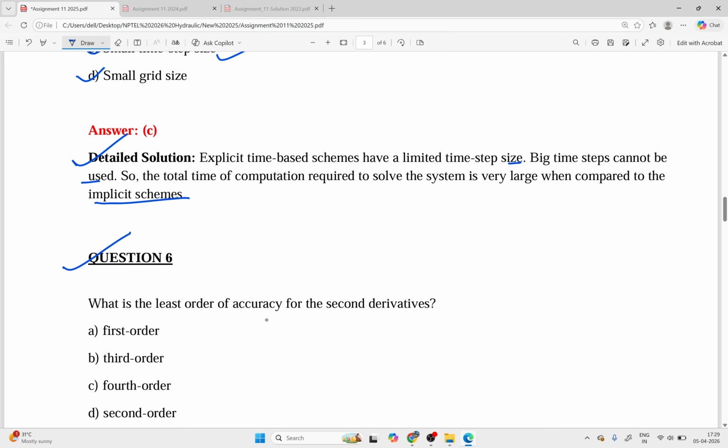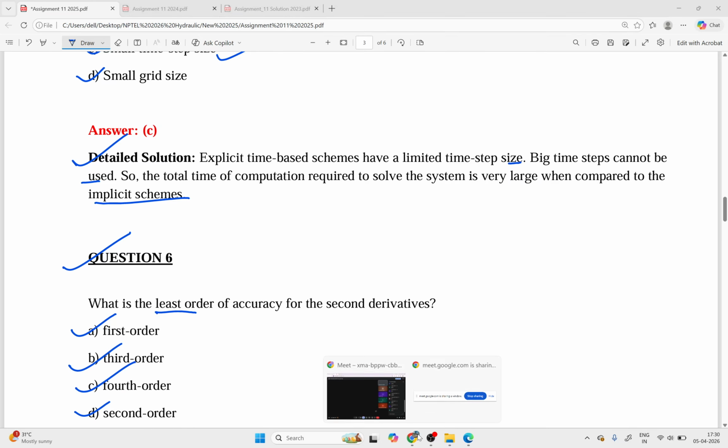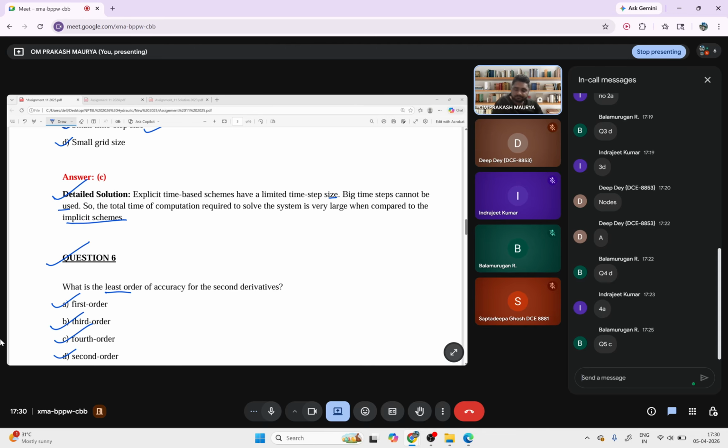What is the least order of accuracy for the second derivatives? First order, third order, fourth order, second order. What is the least order of accuracy for the second derivatives? Again, from very fundamental. Least means here the minimum. So please try to recall your concept.